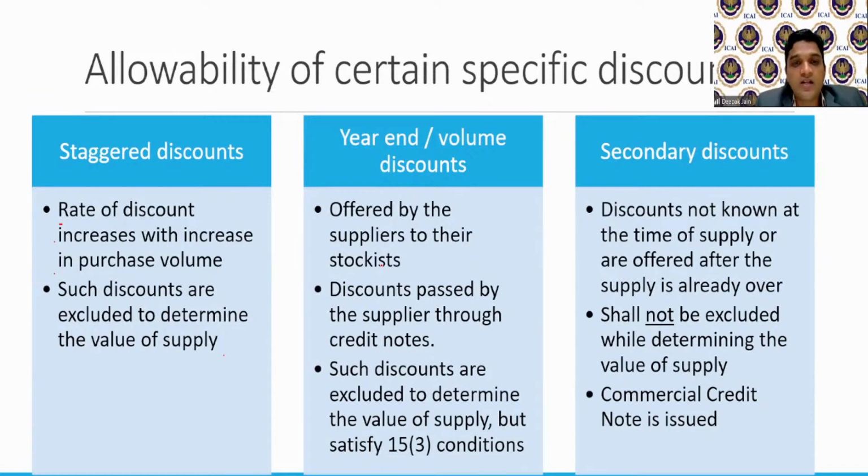Second is year-end discounts, which are offered by the suppliers to their stockists, or passed by the supplier through credit notes. It is something similar to a staggered discount, but this is given at the year end, based on the volume. I will see what the performance is for the year, and based on that, I will give you a discount.